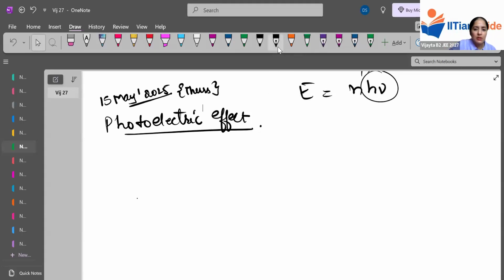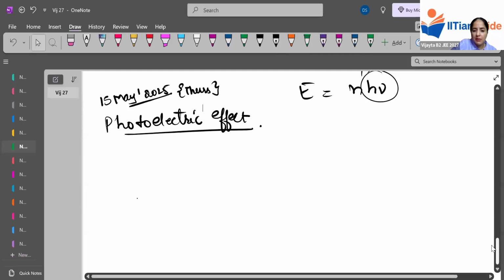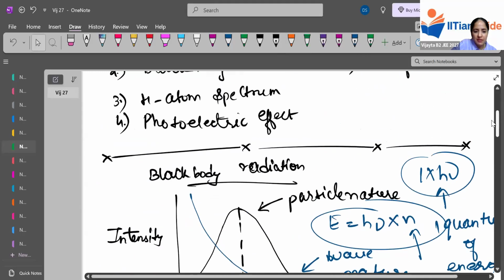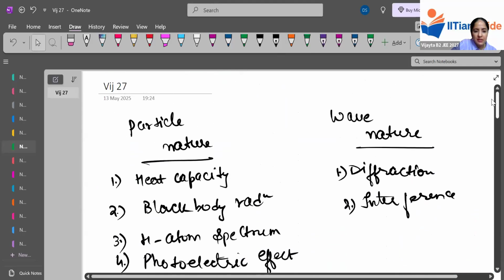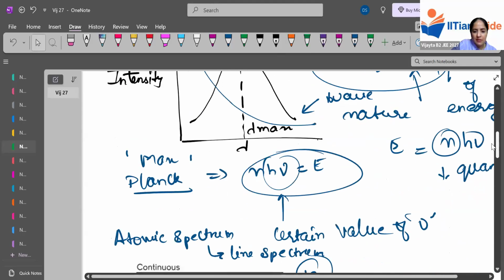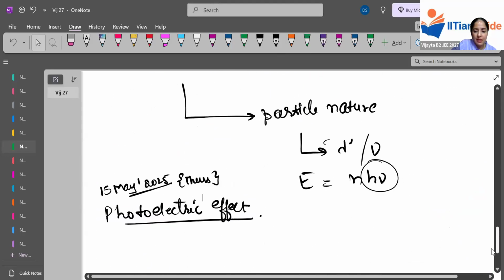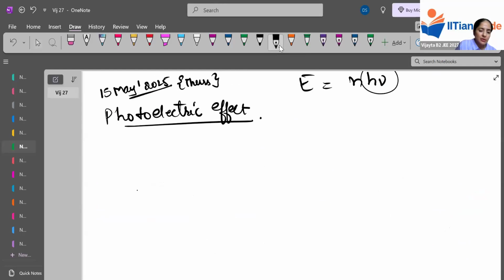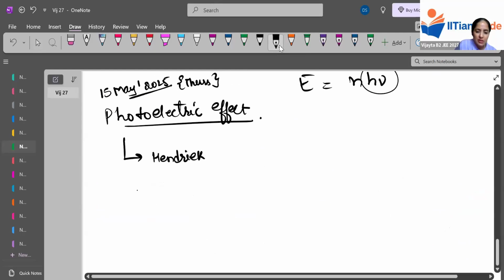Okay. So, we have learnt about black body radiation. We have learnt about the atomic spectrum being a line spectrum. And particle and wave nature, fine. Okay, photoelectric. The experiment was designed by Heinrich Hertz.